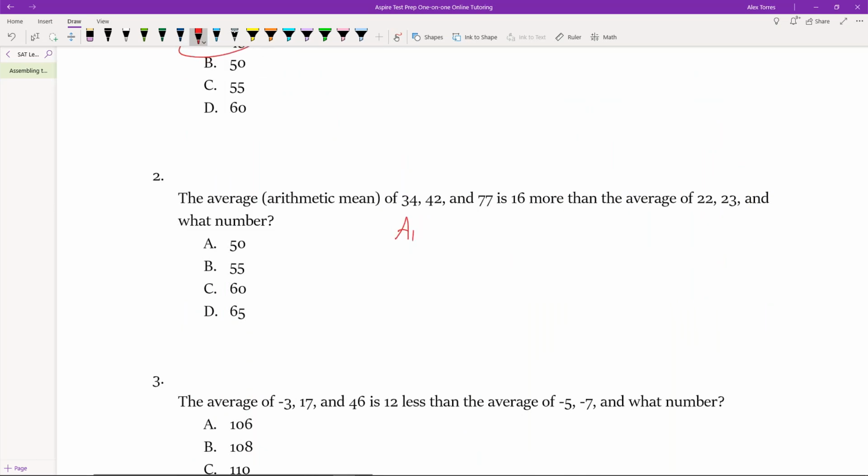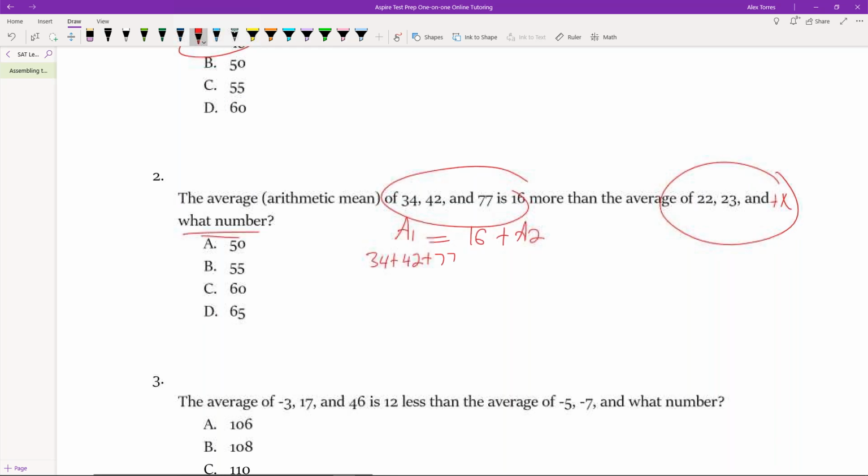We're being told that the first average, which is this one, is 16 more than the second average, which is this one, including the third number, right? So the first average, 34, 42, 77, the sum of them divided by the number of pieces is 16 more than the sum of the next 3, 22, 23, and some unknown number divided by that number of pieces. This entire thing here calculates out to 51. 16 plus, here we can combine like terms.